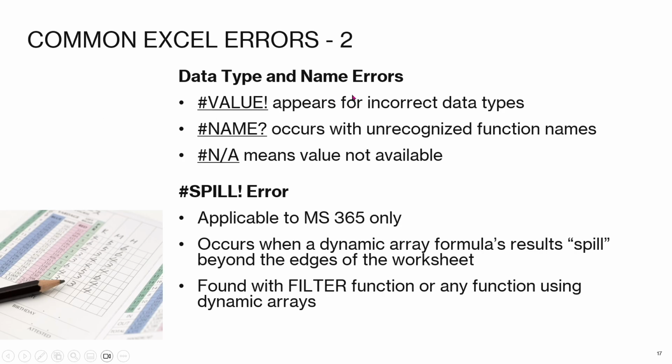Here's another one where you might have errors based on data type or name. VALUE, you get the value error. It appears for incorrect data types. That could be where a formula is expecting a number, but you gave it text and it doesn't know how to handle text. So it's telling you that there's incorrect data. The type of data you entered is incorrect. This NAME error occurs with unrecognized function names. You try to use a function that doesn't exist, so it gives you that name error.